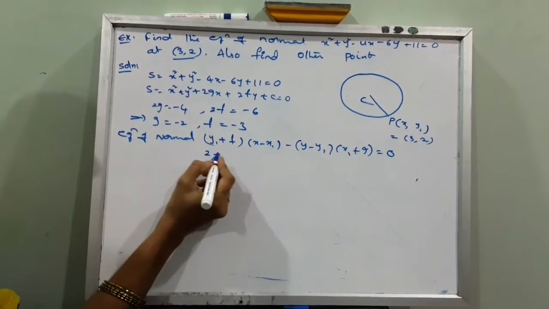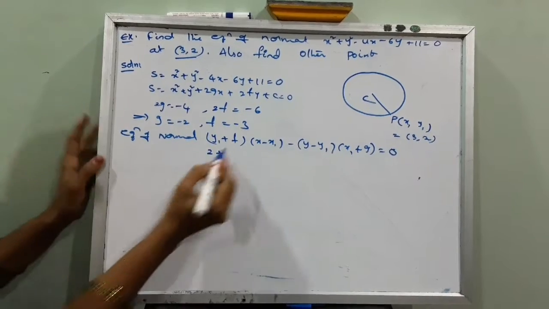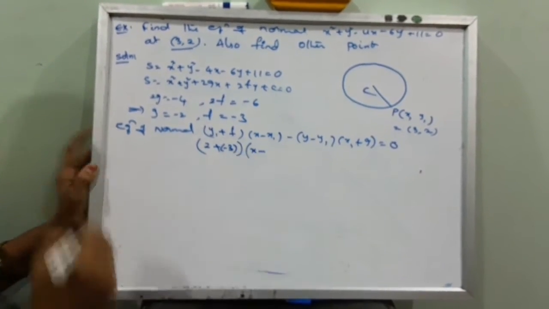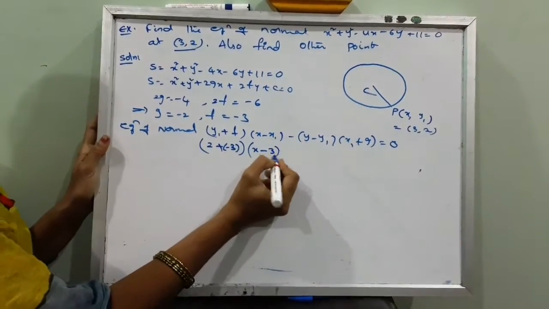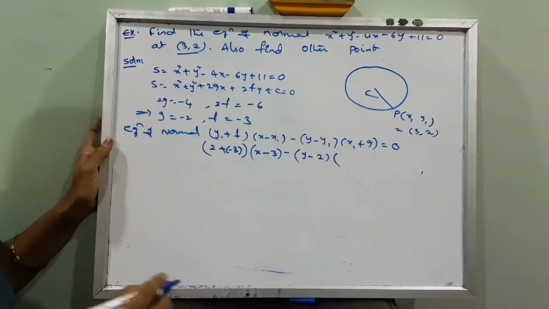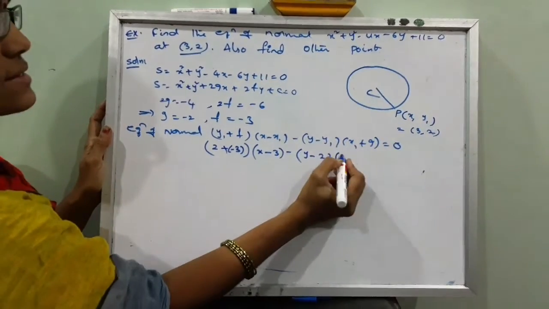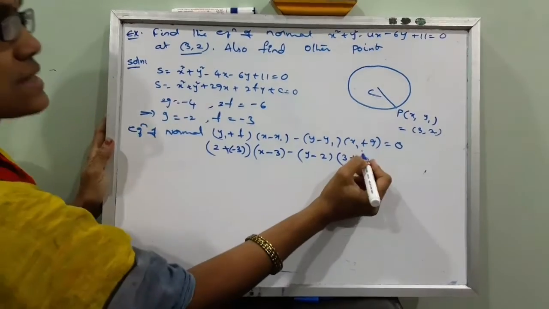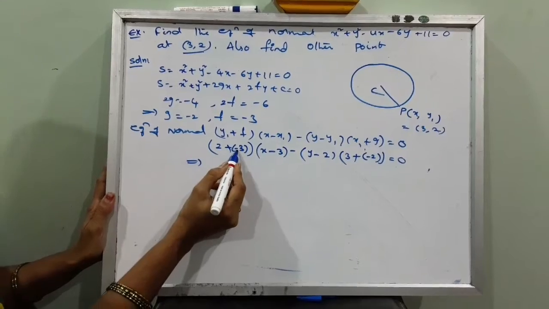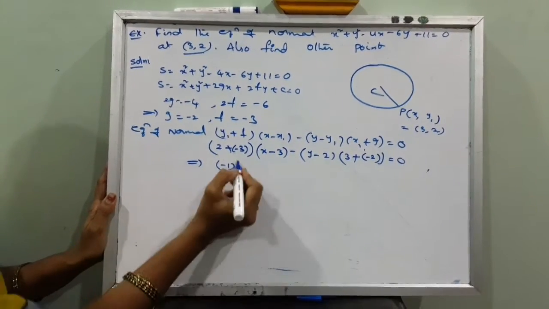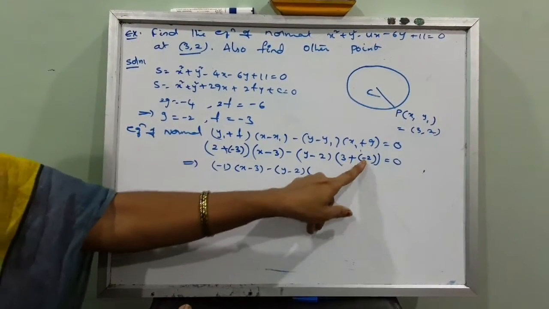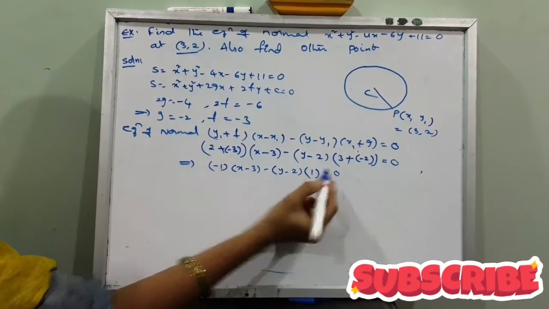So y1 is 2 plus f. Substituting f is minus 3, of (x minus x1). Here x1 is 3, minus (y minus y1), y minus 2, of (x1 plus g). Here x1 is 3 plus g, and g is equal to minus 2, is equal to 0. Which implies (2 minus 3) is minus 1 of (x minus 3) minus (y minus 2) of (3 minus 2), which is 1, is equal to 0.